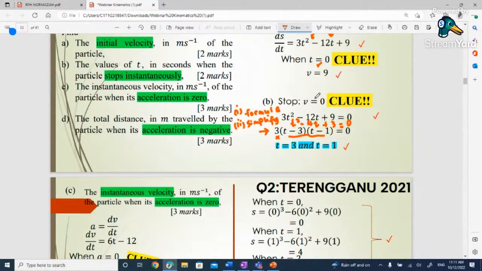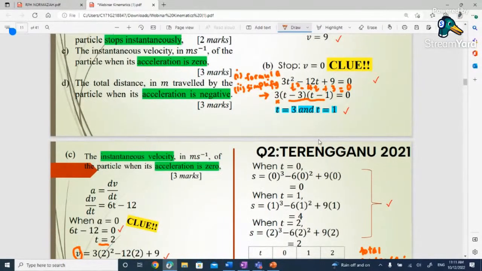When B equals to 0 is from B. Nampak tak? Dia is very related to each other. So when B equals to 0, we have two values of T. One is 3, the other one is 1. So bermaksud this particle dia stop, dia bukan stop, dia change direction at 3 and 1.